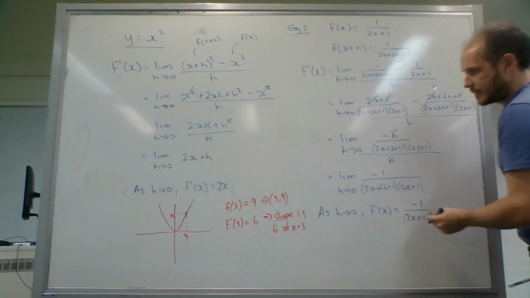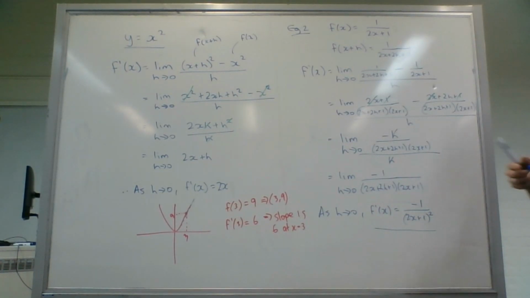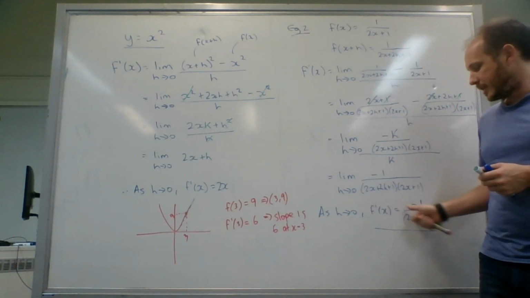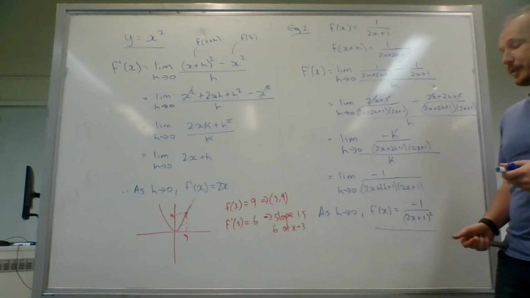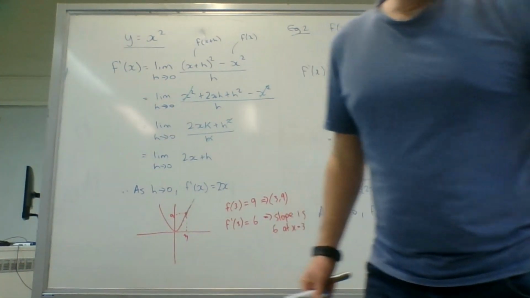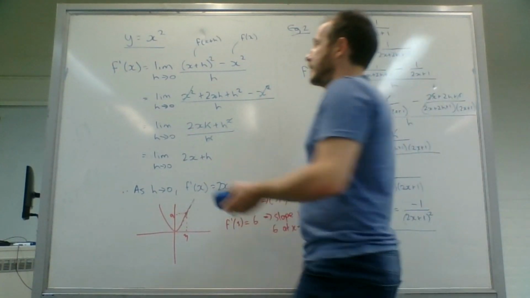Okay? So this is our derivative function, okay, or our slope function. So we can now take values of x and put it into here and find the slope at a particular point. All right? Now I'm going to do one more example, and then we'll move on to looking at the rules of calculus. Okay?